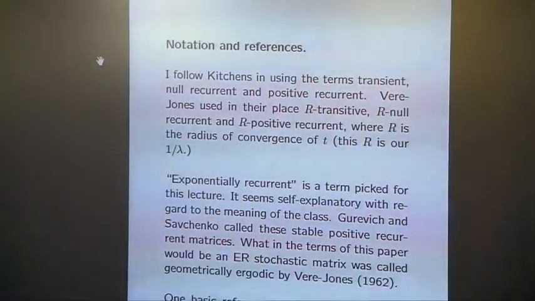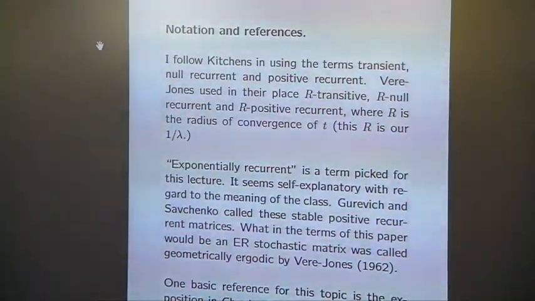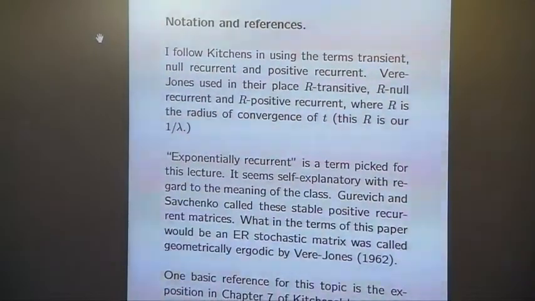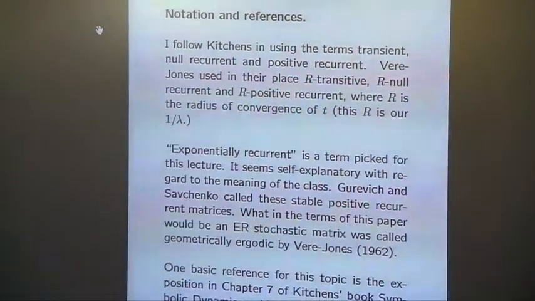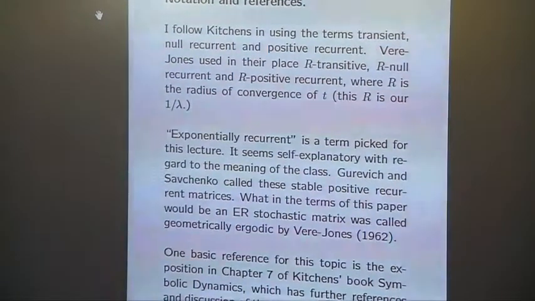Gurevich and Savchenko have an opus, including this. They called them, I think, stable positive recurrent matrices. They had some good reasons, but what does stable mean? I don't think it's as self-evident as exponentially recurrent.